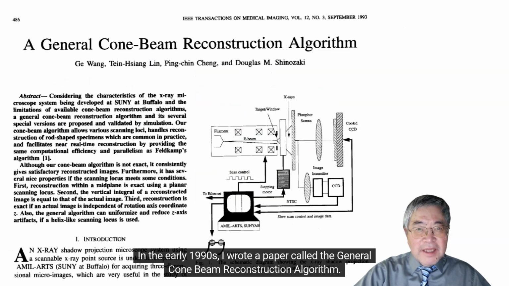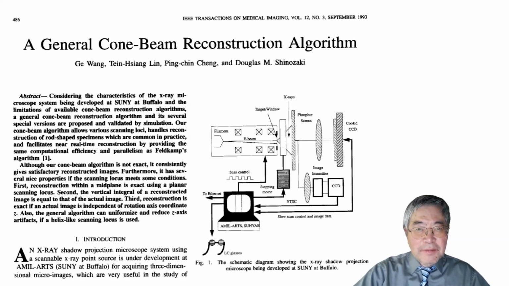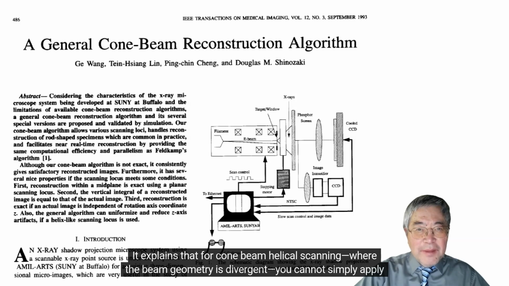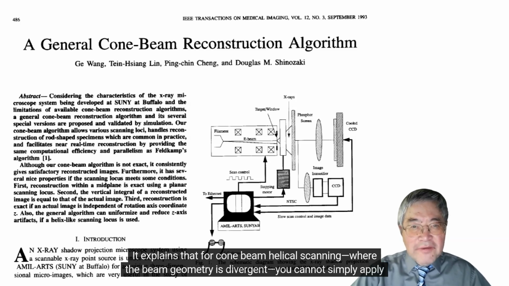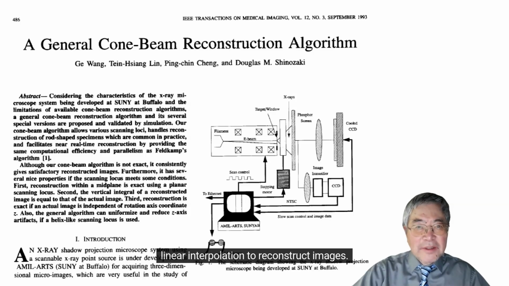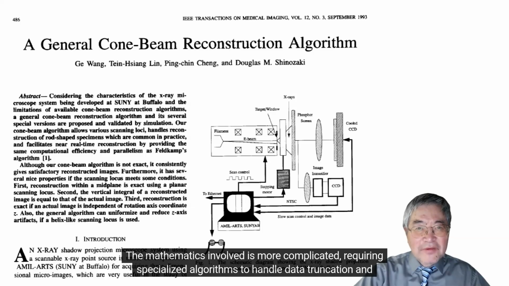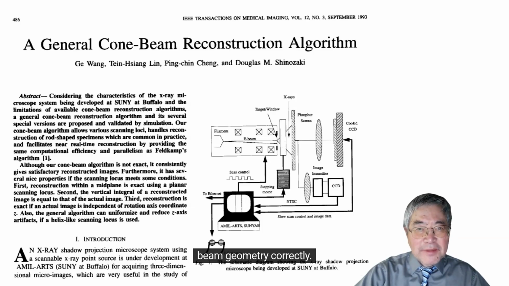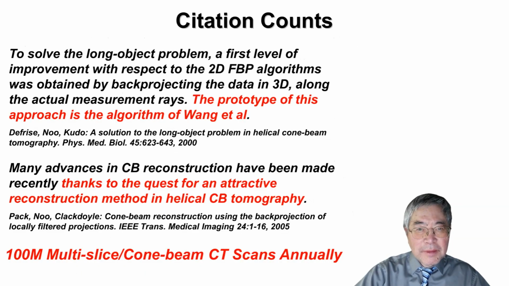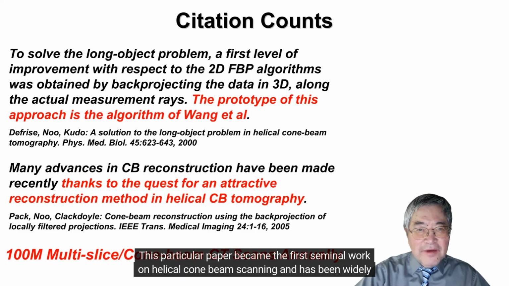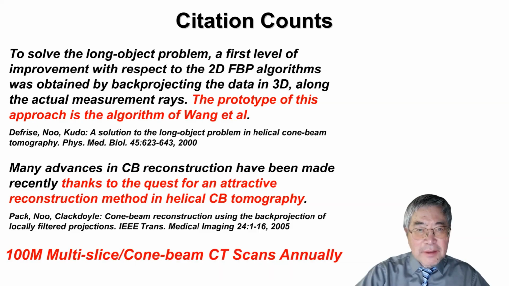In the early 1990s, I wrote a paper called the General Cone Beam Reconstruction Algorithm. It explains that for cone beam helical scanning, where the beam geometry is divergent, you cannot simply apply linear interpolation to reconstruct images. The mathematics involved is more complicated, requiring specialized algorithms to handle data truncation and beam geometry correctly. This particular paper became the first seminal work on helical cone beam scanning and has been widely cited.